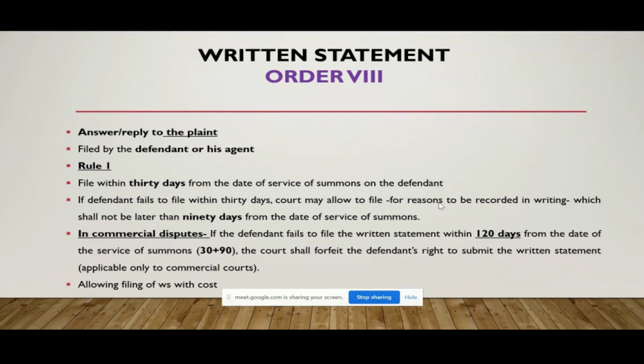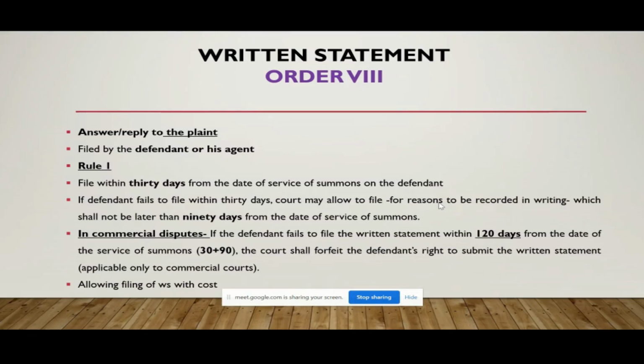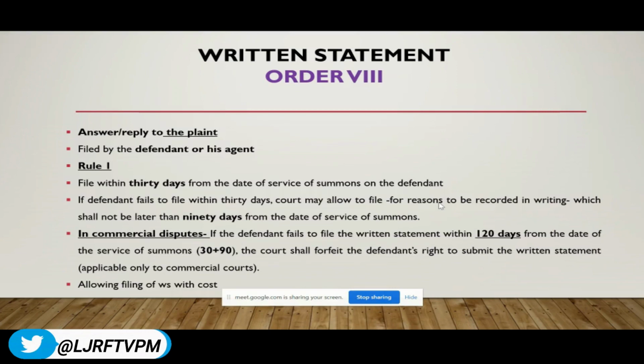This is the first rule which is stated there. But it doesn't end there. It again says that if the defendant fails to file the return statement within 30 days, the court may allow. You need to understand, please understand, court may allow to file. Here, there is a discretion given to the court. That court may allow him.